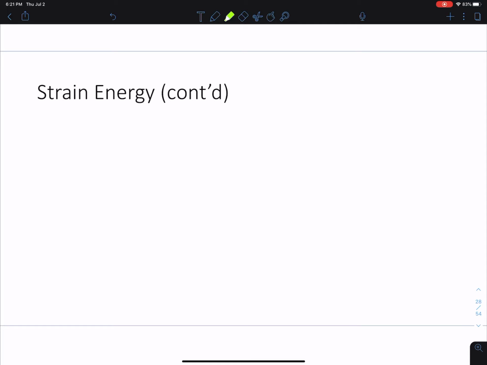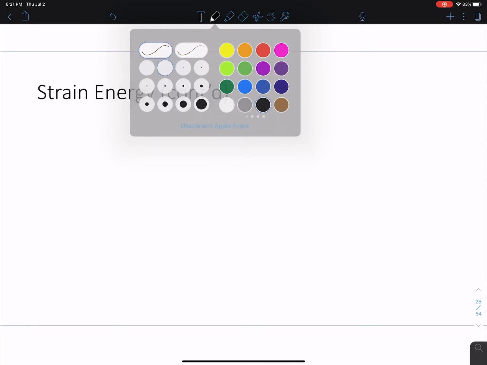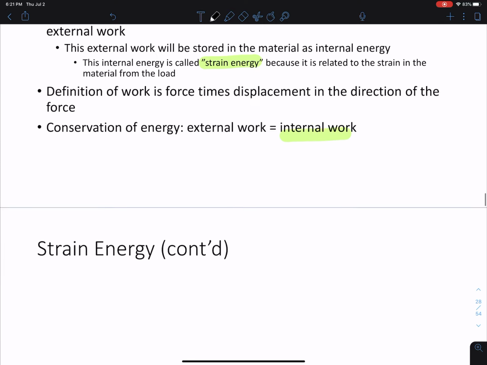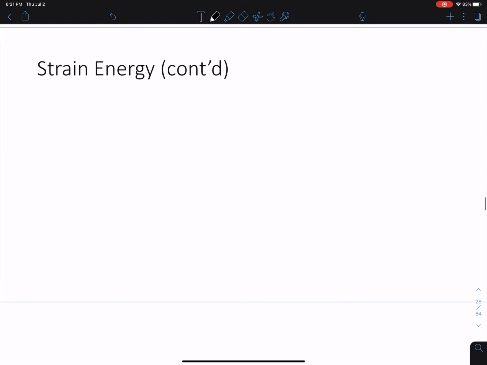So let's talk a little bit more about strain energy. And let's suppose, let me see how many slides I have for this. Okay. Let's suppose I have this 3D block.